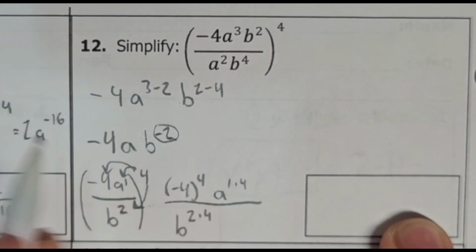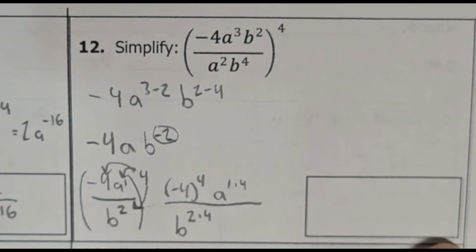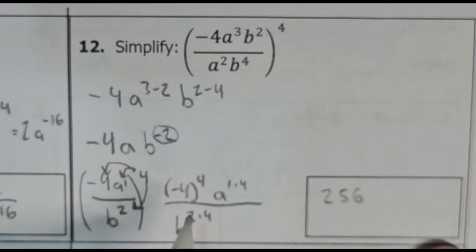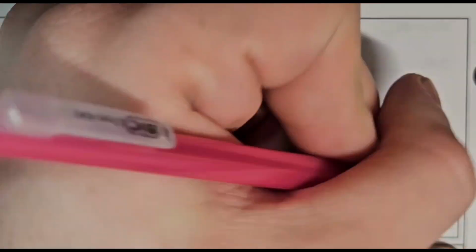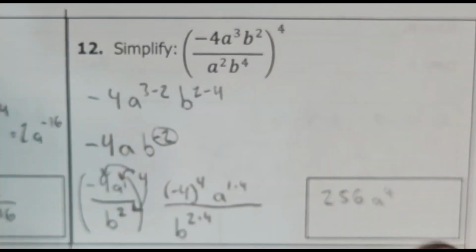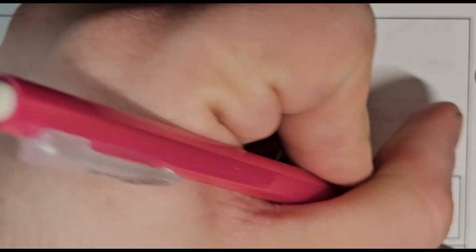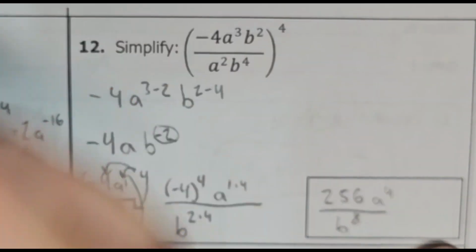And negative 4 to the power of 4, that would give me 256. A to the power of 1 times 4. 1 times 4 is 4, so that's a to the fourth. And on the bottom, b to the power of 2 times 4. 2 times 4 is 8, so b to the power of 8.